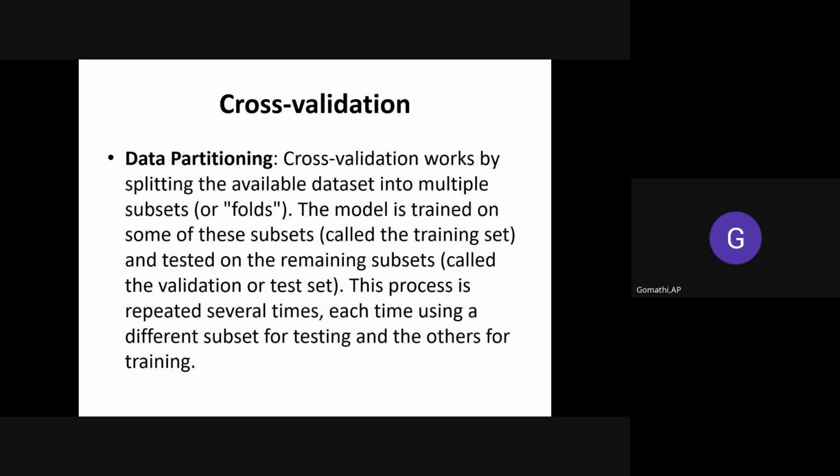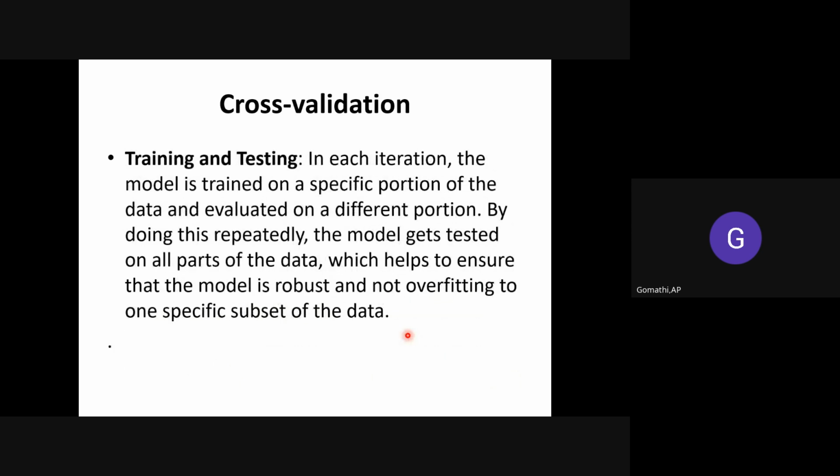So this process will be repeated again and again. The model is trained and tested, and this process is repeated several times to get a good performance. That is cross validation. Next one is the training and testing.